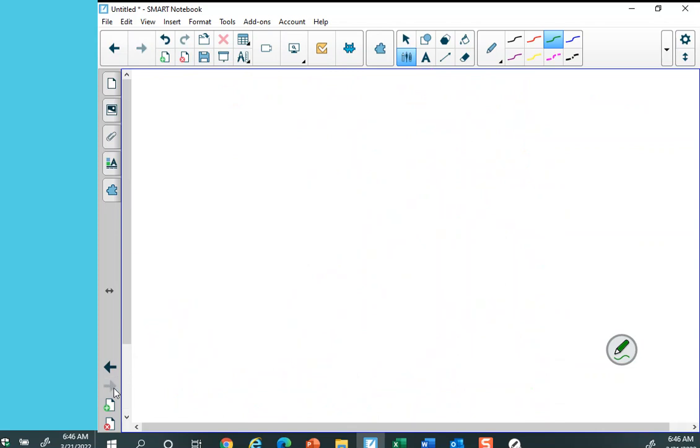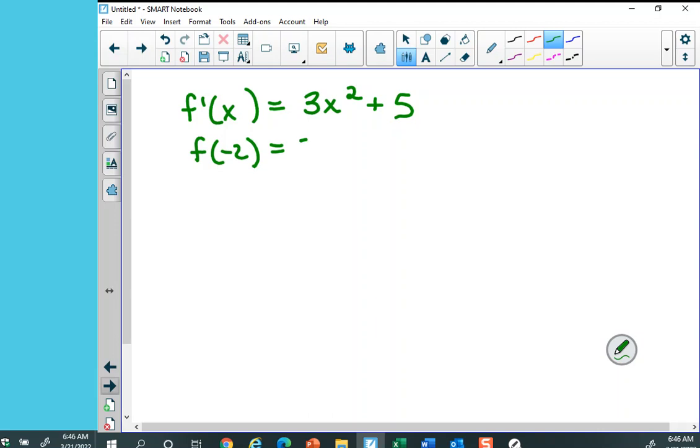This is where I'm going to give you a second problem, and you're going to try it yourself. So let's say f prime of x is 3x squared plus 5, and f of negative 2 equals 3. Find f of x.